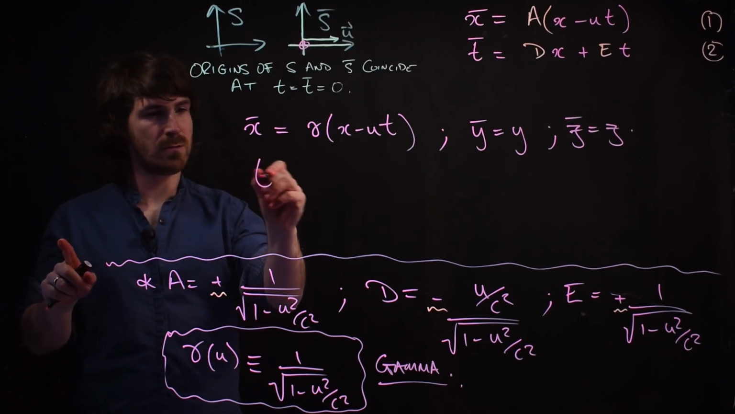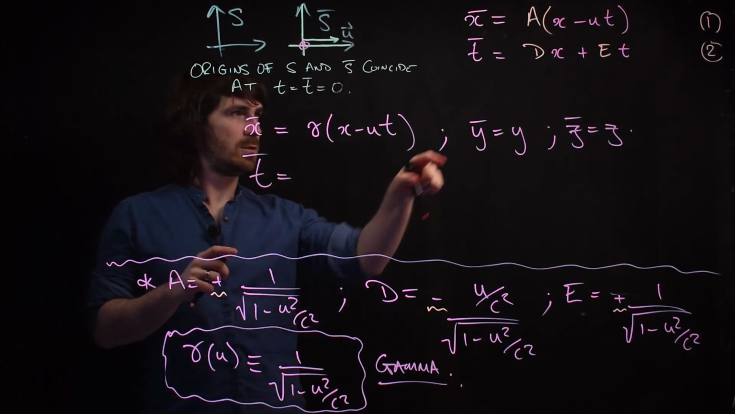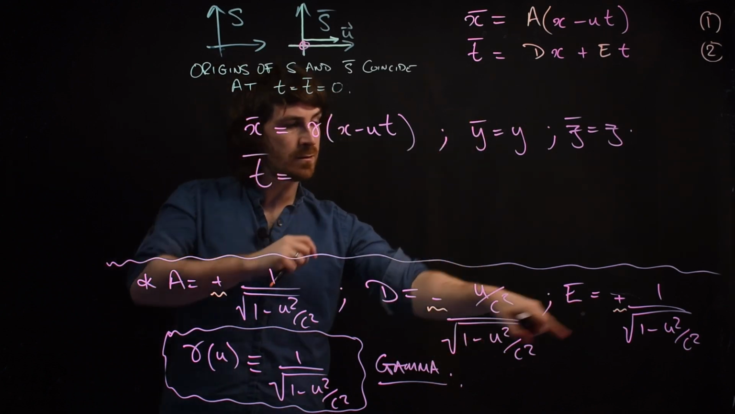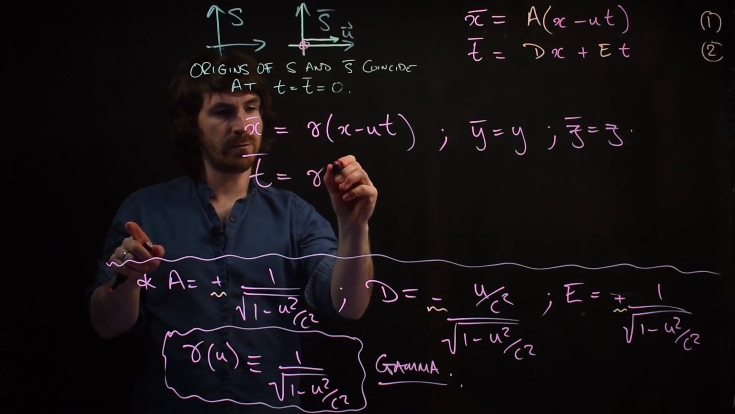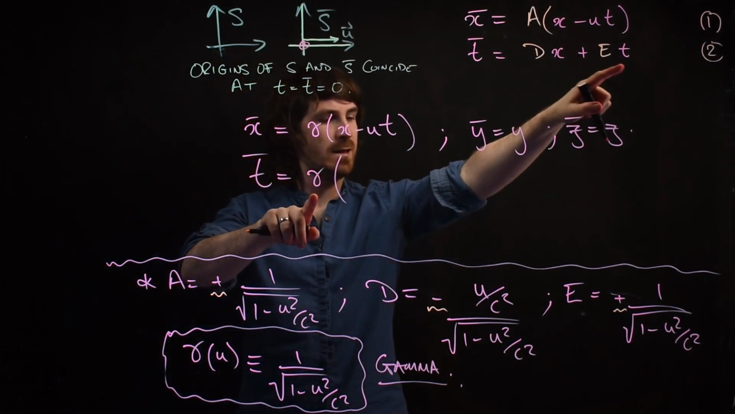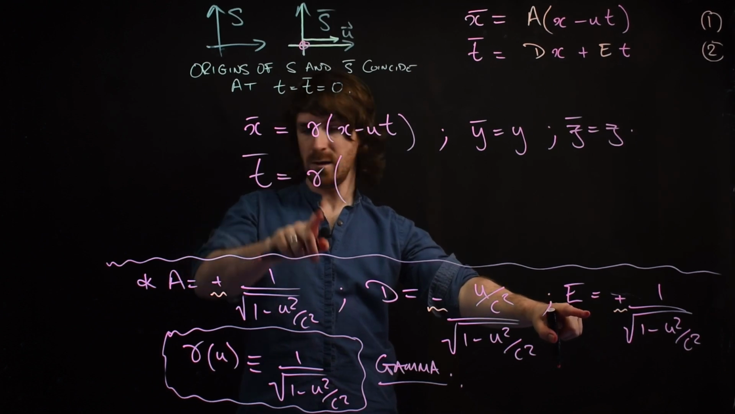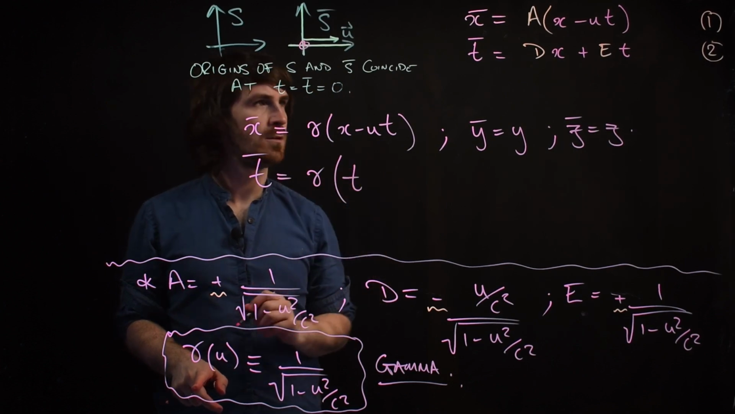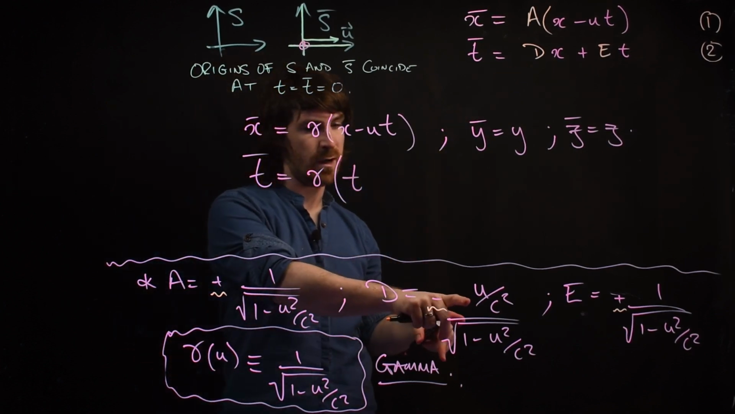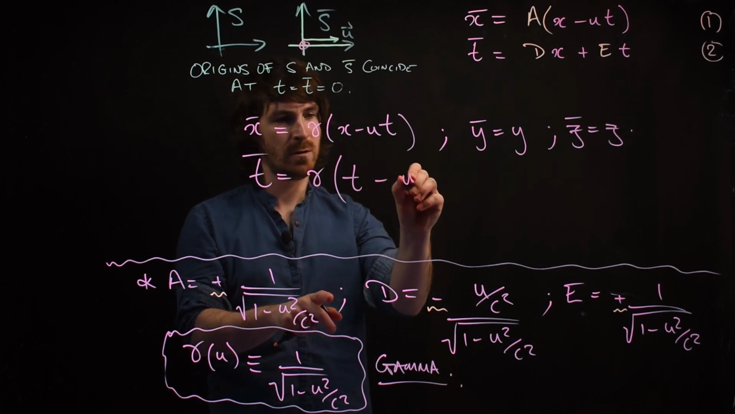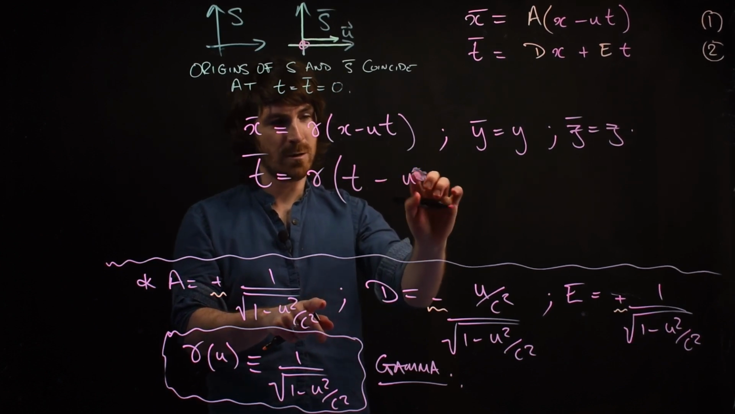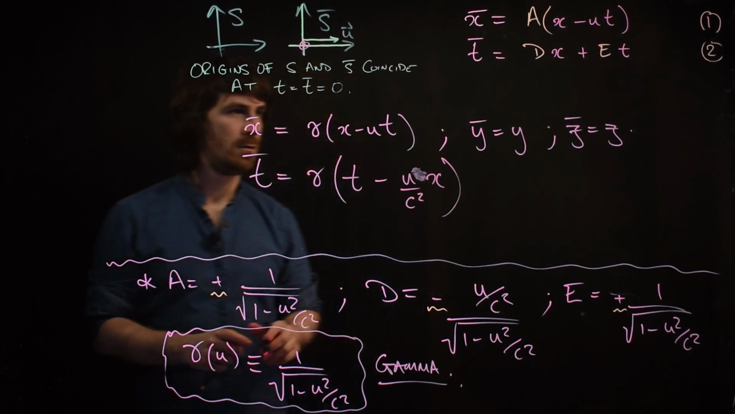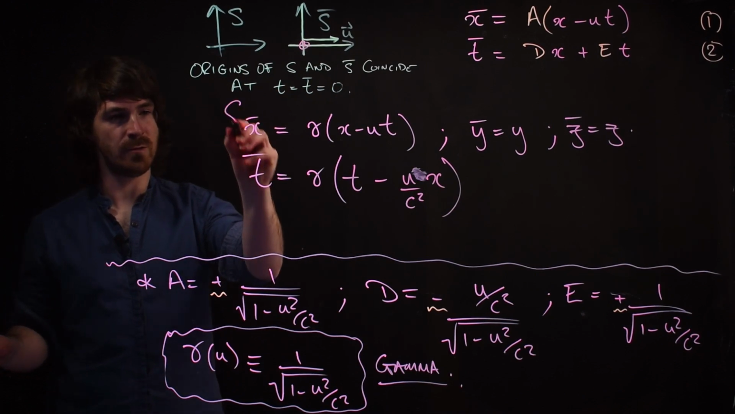And our t bar is equal to, so there's an e t and a d x. Both e and d have this gamma factor, so we can take gamma out the front. And we have e t. Okay, so e is just equal to a, which just equals gamma. So this is t. And then d has this minus u over c squared in front of it, so minus u over c squared times x. Okay, so these are our Lorentz transformations.